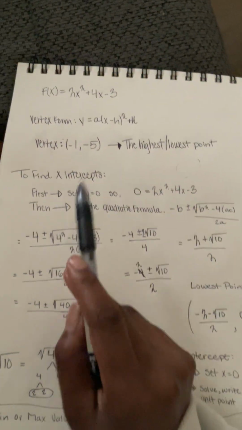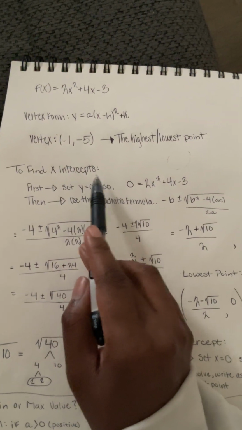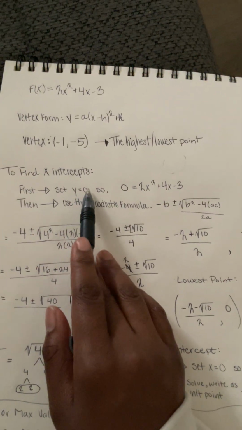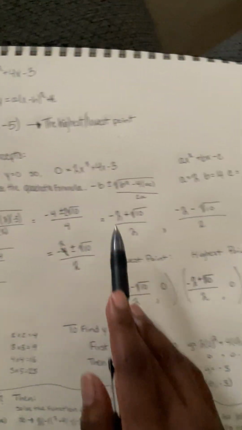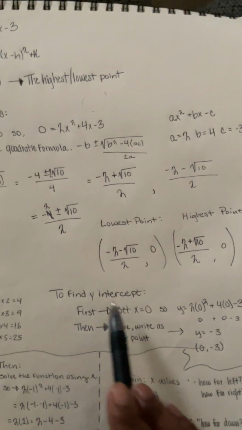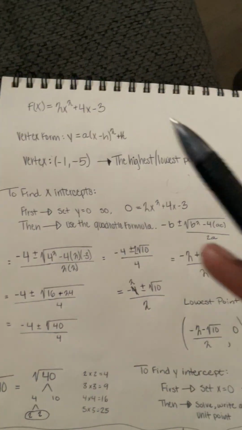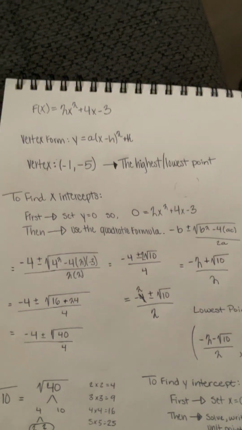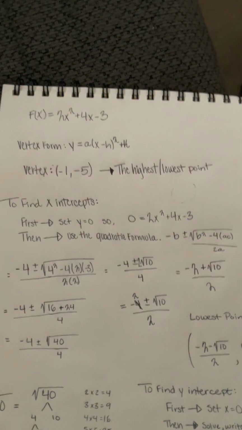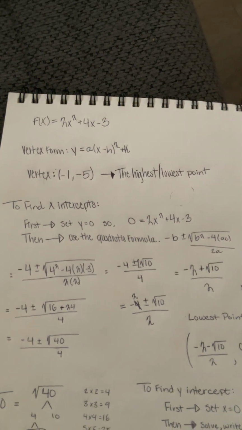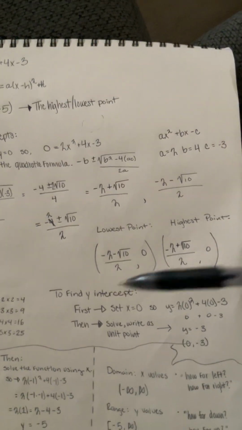Okay, so to find the x-intercepts, think about it like this. When it comes to the x-intercepts, you're going to set your y equal to 0. When it comes to finding the y-intercept, you're going to set the x equal to 0. So basically, whichever intercept you're looking for, you're going to set the opposite variable equal to 0. So if we're looking for x, we set y equal to 0, okay? And vice versa, for looking for y, we set x equal to 0.